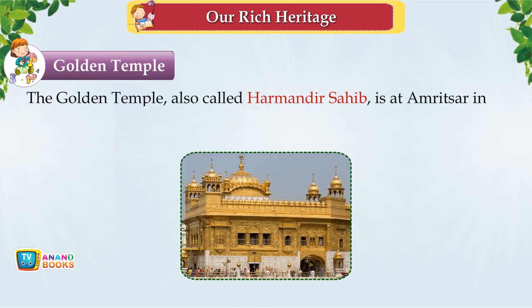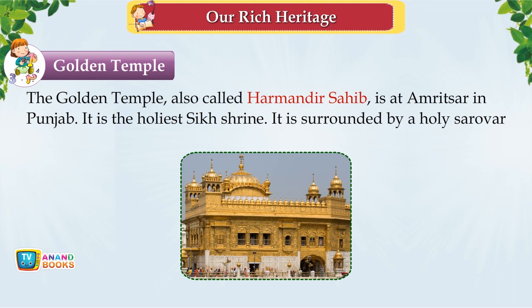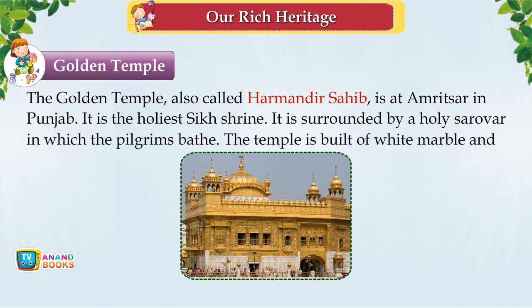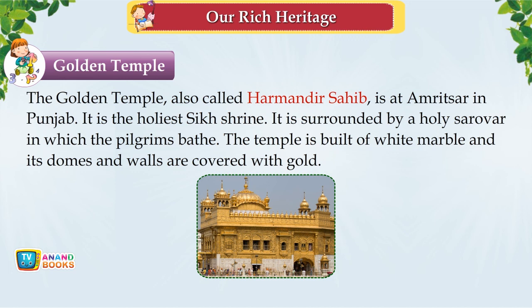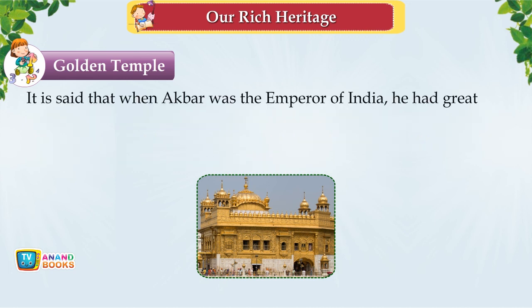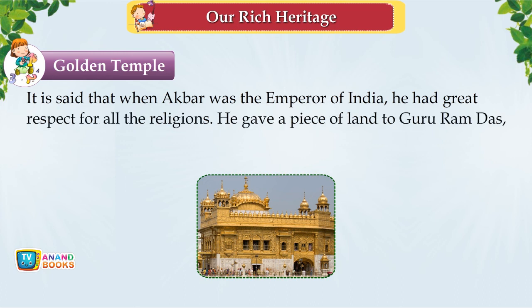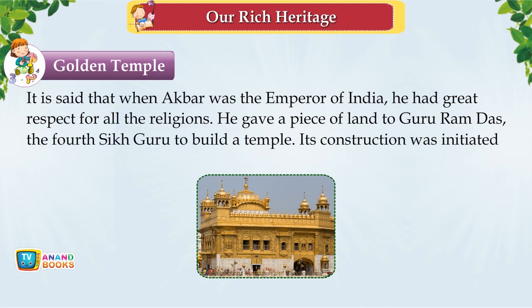Golden Temple. The Golden Temple, also called Harminder Sahib, is at Amritsar in Punjab. It is the holiest Sikh shrine. It is surrounded by a holy sarovar in which the pilgrims bathe. The temple is built of white marble and its domes and walls are covered with gold. It is said that when Akbar was the emperor of India, he had great respect for all the religions. He gave a piece of land to Guru Ram Das, the fourth Sikh Guru, to build a temple.